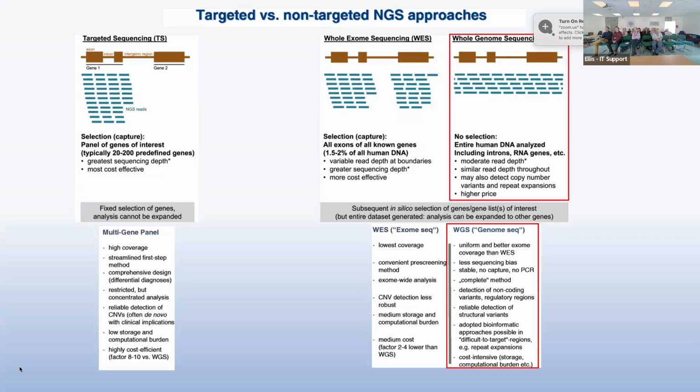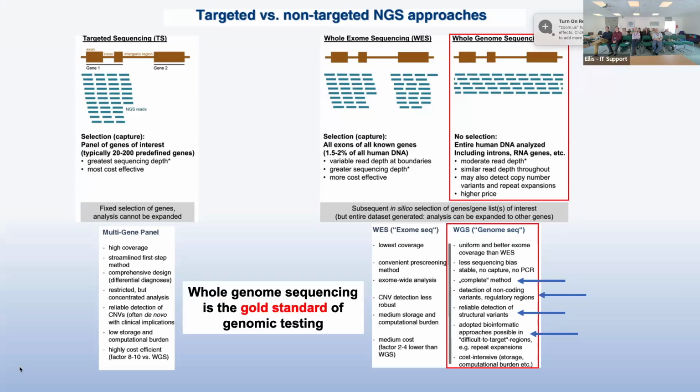And the advantage of that is that essentially it's a complete method, so you can detect all the different types of variants, not just in the coding areas, but in the non-coding areas, where you get very good detection of what we call structural variants. So that's things like complex inversions, dupes, and kind of large-scale deletions. And there's no other way to do this other than genome. So it is the gold standard of genomic testing.